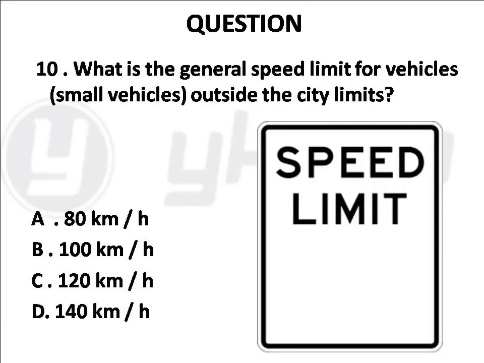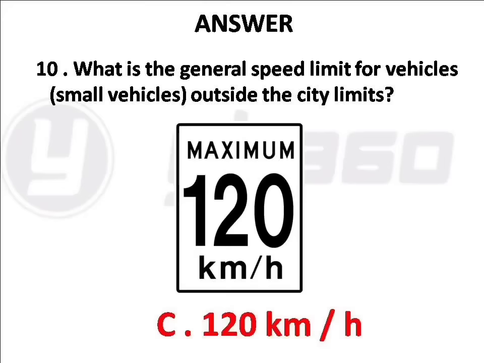Question number 10. What is the general speed limit for vehicles, small vehicles, outside the city limits? The options are A. 80 km per hour, B. 100 km per hour, C. 120 km per hour, D. 140 km per hour. Answer is option C. 120 km per hour.